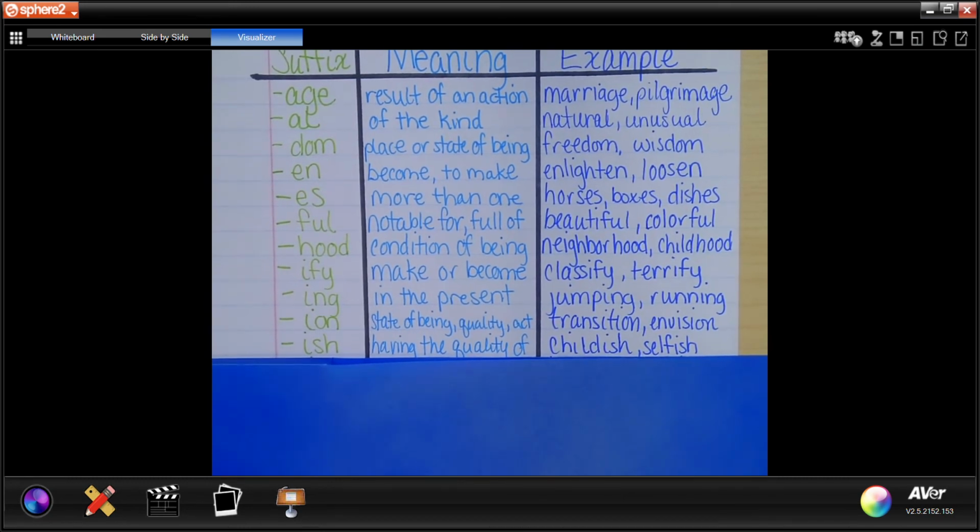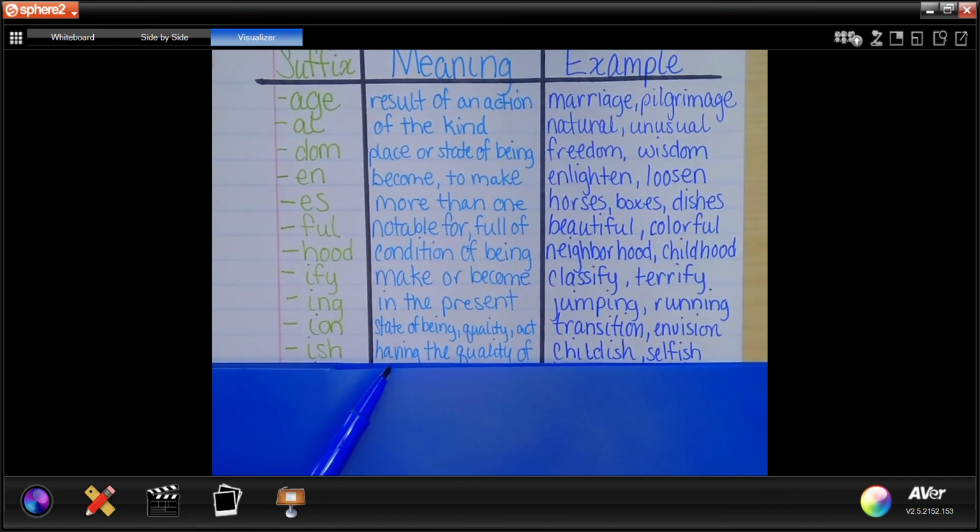The next suffix is ish, meaning having the quality of. Example, childish. Childish is the quality of being like a child, so childish. The next example is selfish, the quality of being oneself, so being selfish.